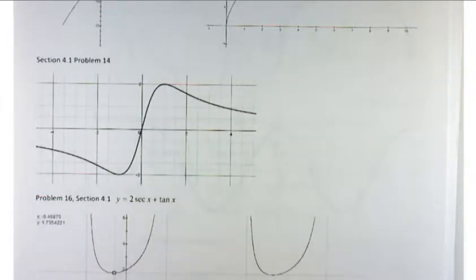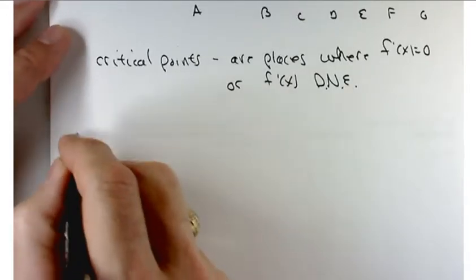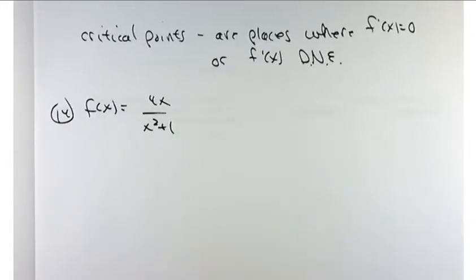How many critical points do you think we should end up with if we tried to find critical points for problem number 14? Yeah, it looks like 2. All right, so let's see if that works out for us. Problem 14, f of x is 4x over x squared plus 1. To find the critical points, we've got to take the derivative and set it equal to 0 or figure out where the derivative doesn't exist. It's not a bad idea beforehand to look at the function and think about the domain of the function. Are there any values of x for which f of x is undefined?